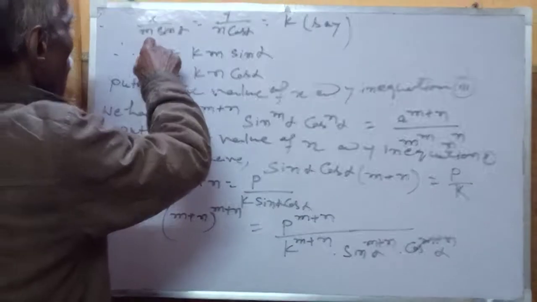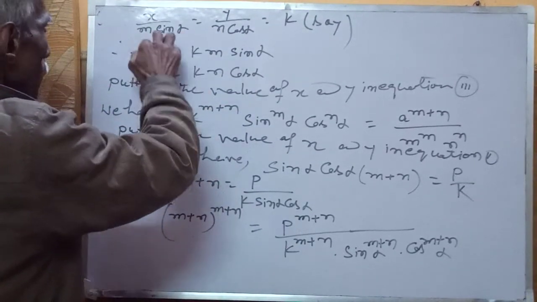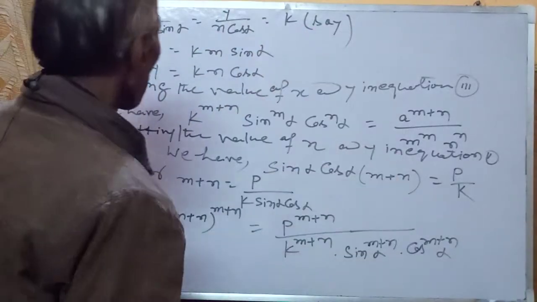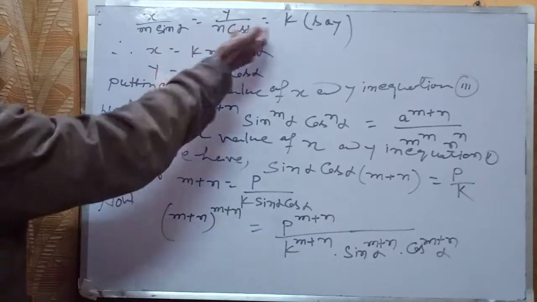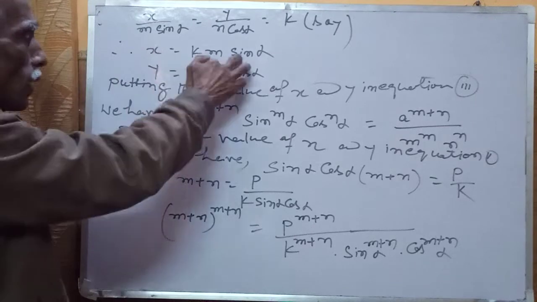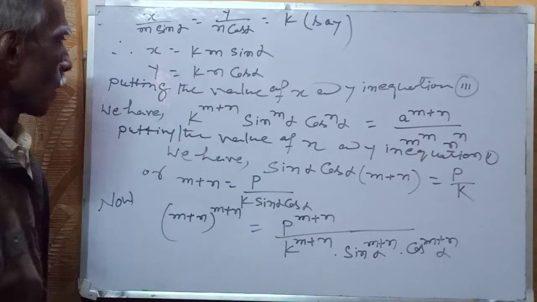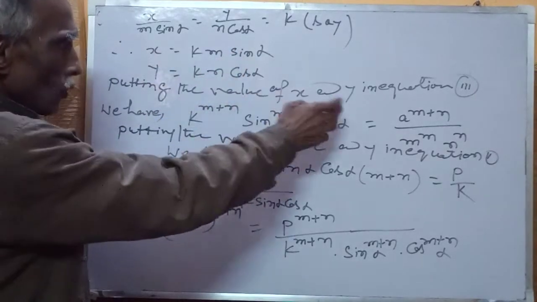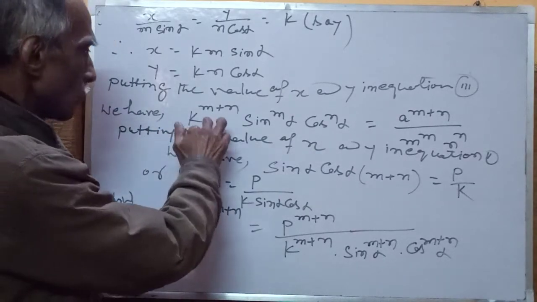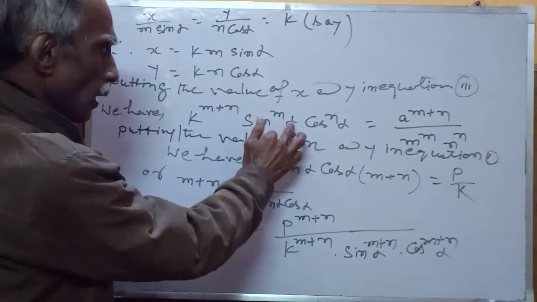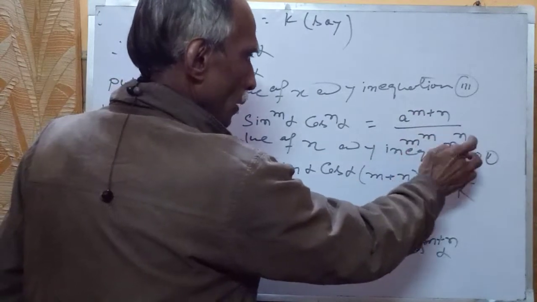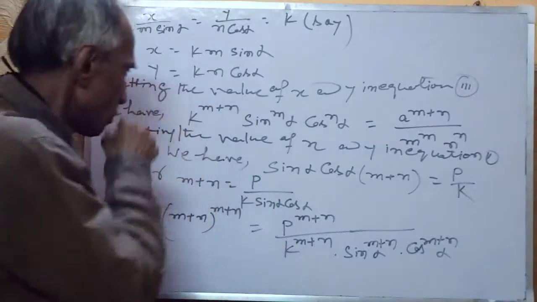Now, on calculating, x by m sin alpha is equal to y by n cos alpha is equal to k, suppose. From this, find out the value of x as x is equal to km sin alpha, y is equal to kn cos alpha. Putting the value of x and y in equation 3, we have k to the power m plus n, sin m alpha cos n alpha is equal to a to the power m plus n by m to the power m, n to the power n.